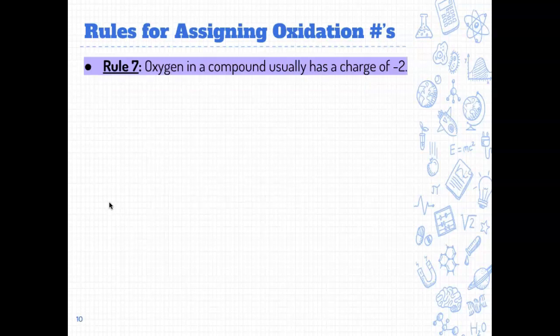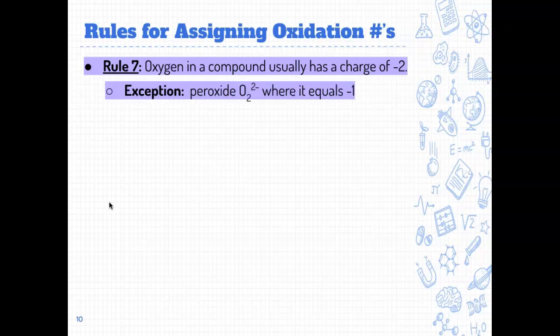Rule number 7, oxygen in a compound usually has a charge of -2. The only exception to that rule is when we're looking at the polyatomic ion peroxide. So peroxide has 2 oxygens bound together with a -2 charge. That means each oxygen within that peroxide is going to have an oxidation number of -1. So we just take this charge, -2, divided by the 2 oxygens here. That means each of those oxygens has a -1 oxidation state.